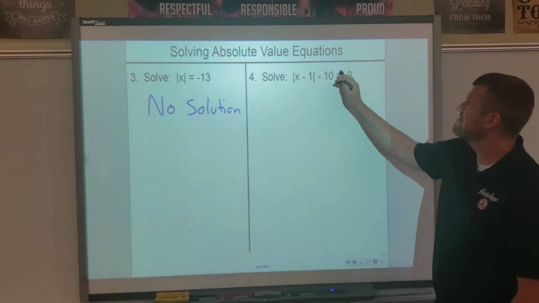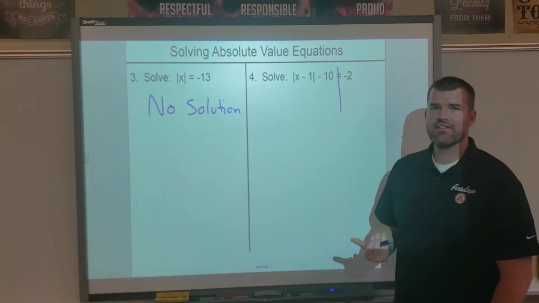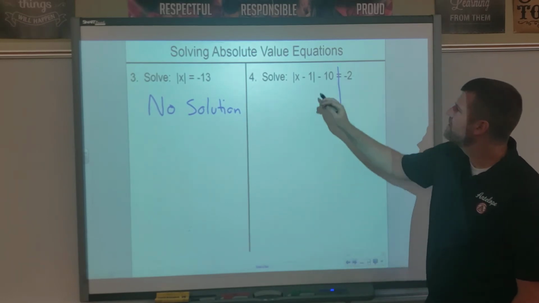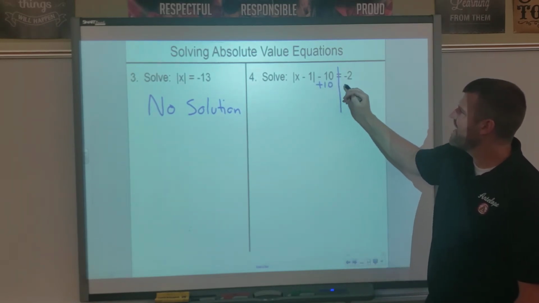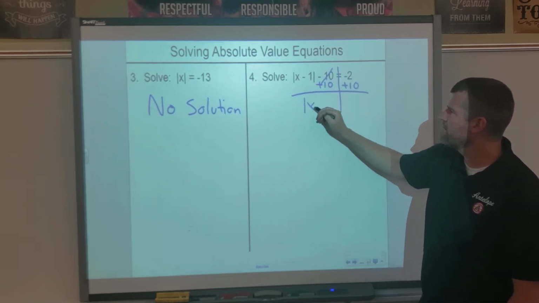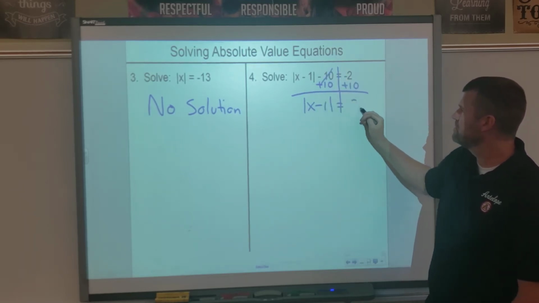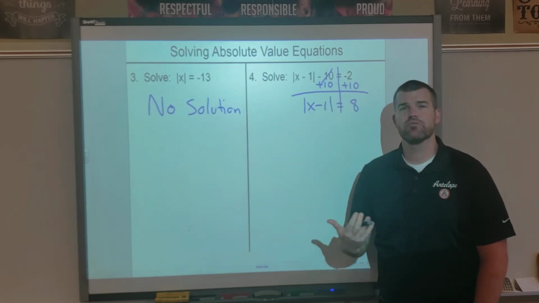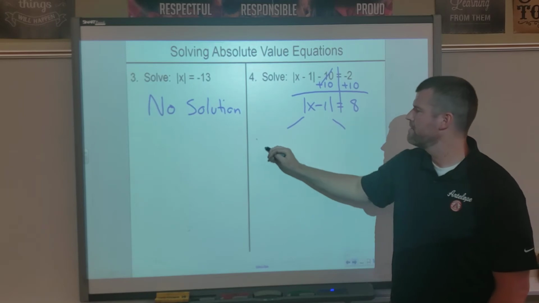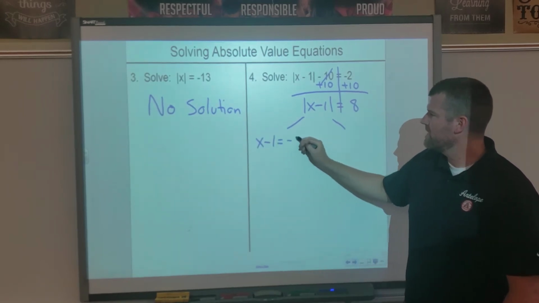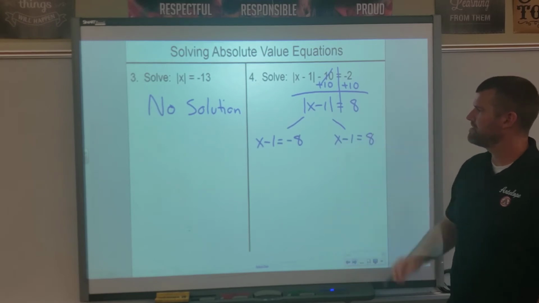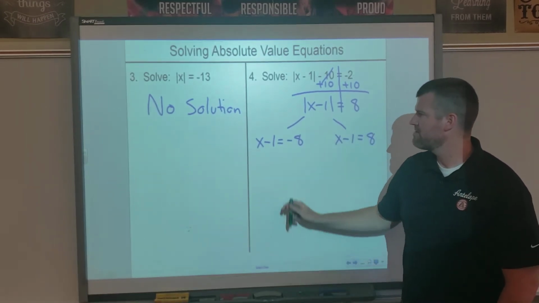And the reason is before we decide if it's going to have solutions or not, we need to get the absolute value by itself. So when I add the 10 right here, we actually get an equation where our absolute value is equal to a positive 8. So we can have a distance of 8, so we can solve this. To have a distance of 8, we can either be at negative 8 or positive 8. So now solve each equation.